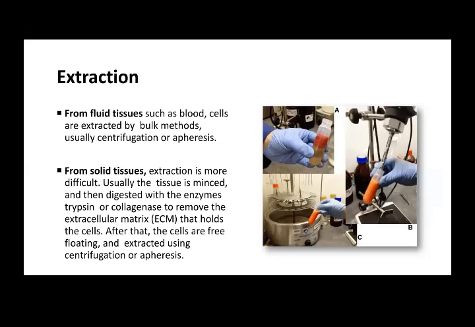Now, extraction from fluid tissue such as blood: cells are extracted by bulk methods, usually centrifugation or apheresis. Now, from solid tissues, it can be done as well. Extraction is more difficult though. Usually the tissue is minced and then digested with enzymes such as trypsin or collagenase, उससे जो है extracellular matrix remove कर देते हैं, that holds the cells. उसके बाद cells are free floating and then extracted using centrifugation or apheresis.